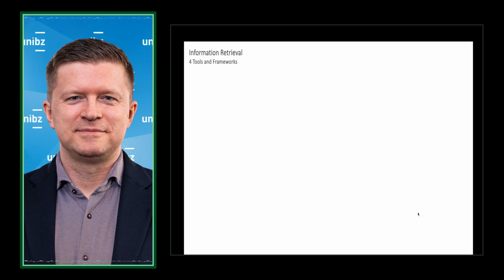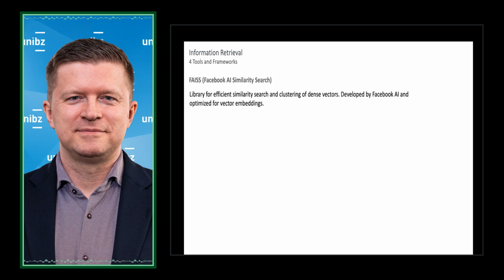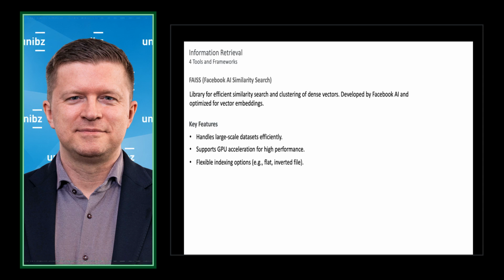A library that is often used for similarity search, as I've just mentioned, is called FAISS, which stands for Facebook AI Similarity Search. It has been developed by Facebook AI and optimized for vector embeddings. Its key features are that it can handle very, very large datasets efficiently because it also supports GPU acceleration, and has flexible indexing options like flat or inverted file. And because it supports saving and loading indexes, it is often used as a vector search for recommendation systems or for retrieving similar documents or similar images.